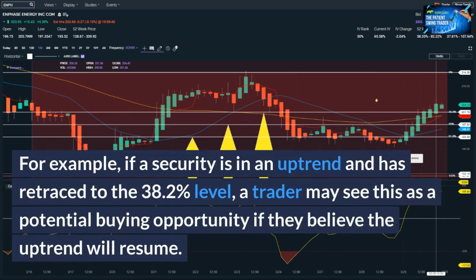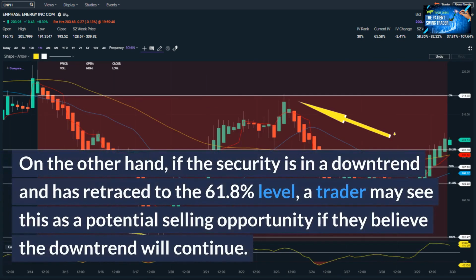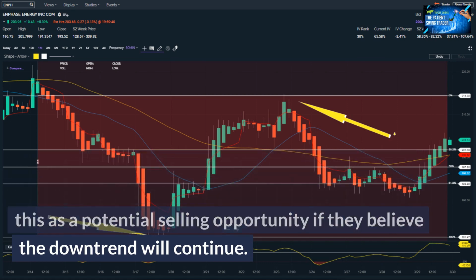For example, if a security is in an uptrend and has retraced to the 38.2% level, a trader may see this as a potential buying opportunity if they believe the uptrend will resume. On the other hand, if the security is in a downtrend and has retraced to the 61.8% level, a trader may see this as a potential selling opportunity if they believe the downtrend will continue.